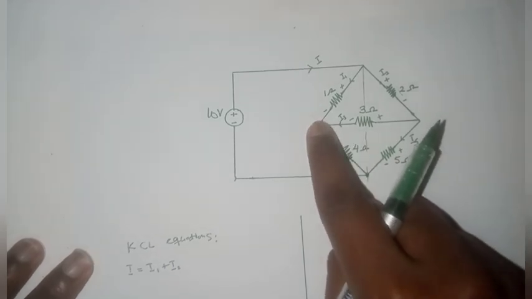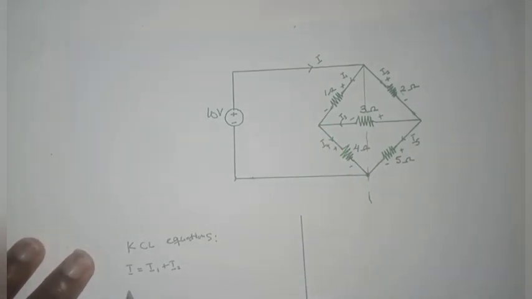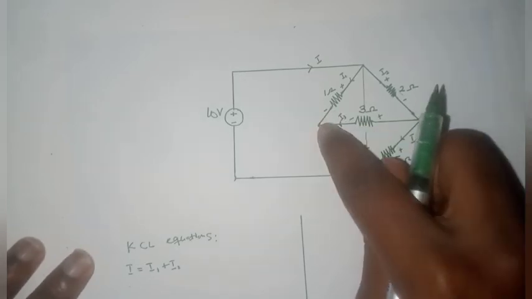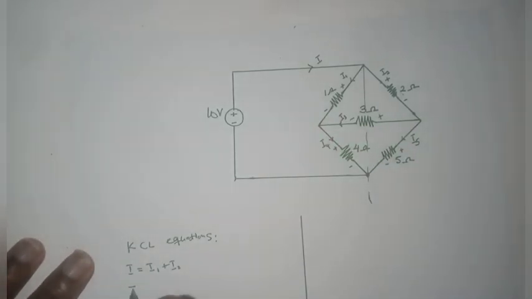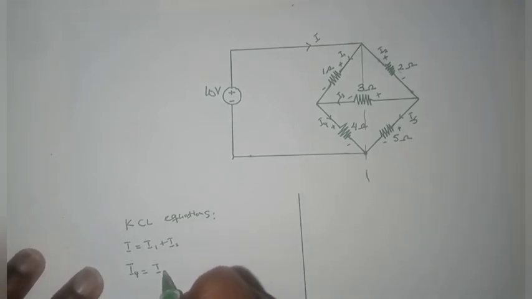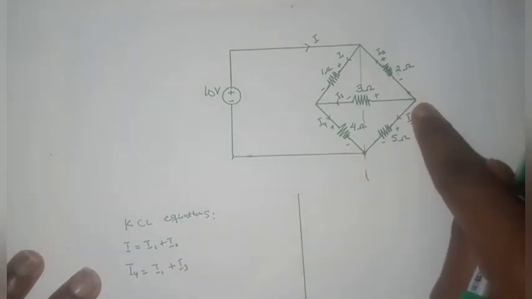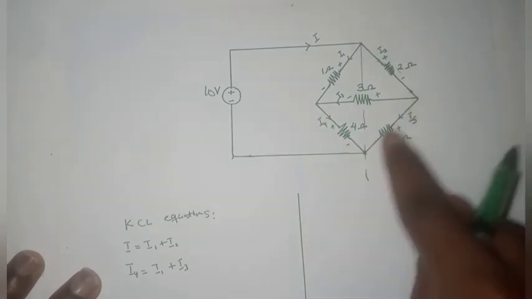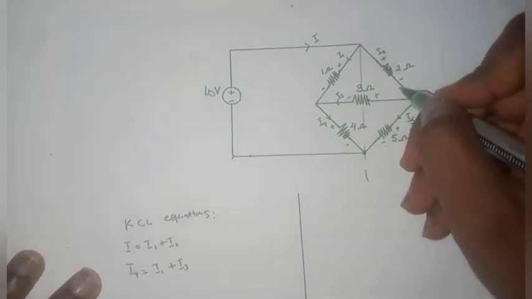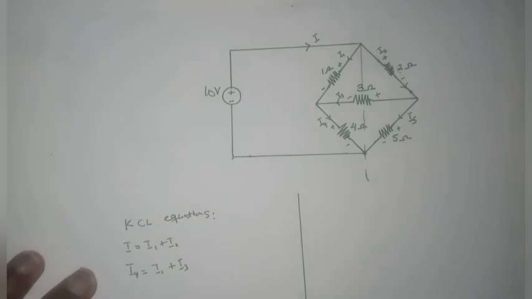Then we come here and we say that I1 is entering, I3 is entering, then I4 is leaving. So we say that I4 equals I1 plus I3. Then we come to this node and say that I3 is leaving, I5 is leaving, but I2 is entering. So we say I2 equals I3 plus I5.